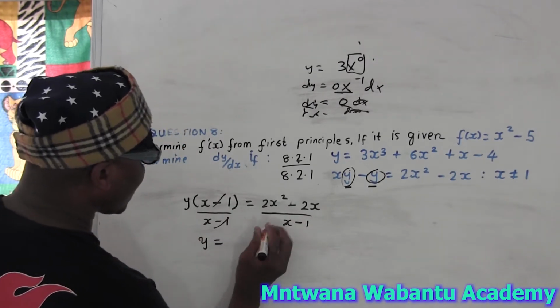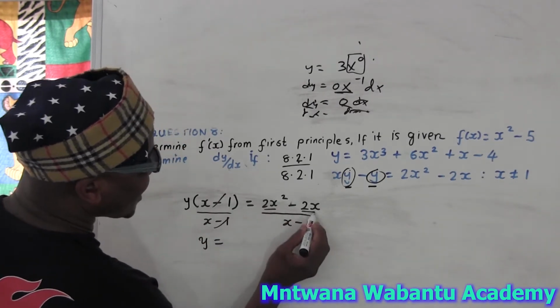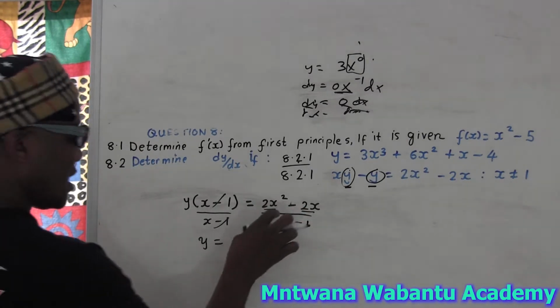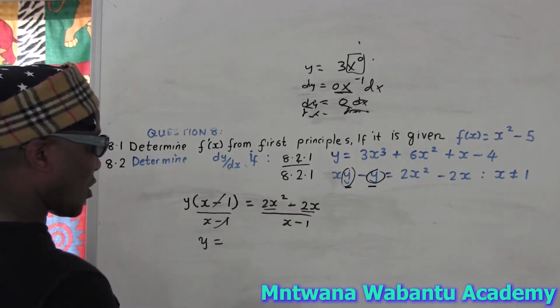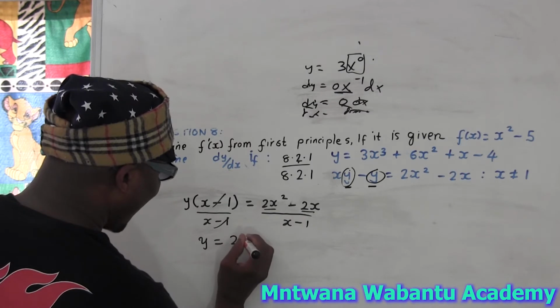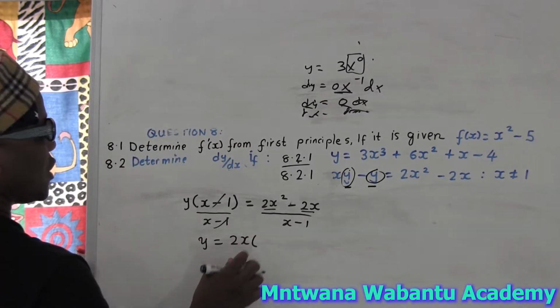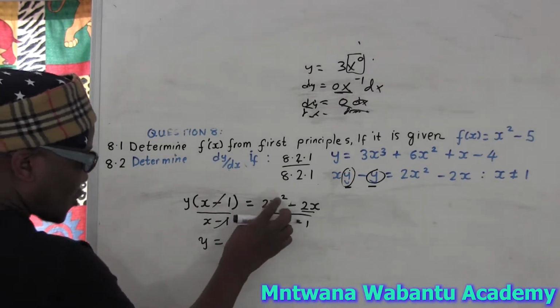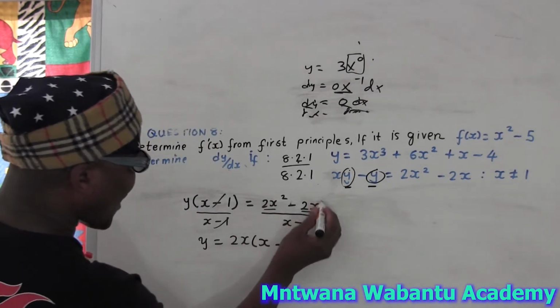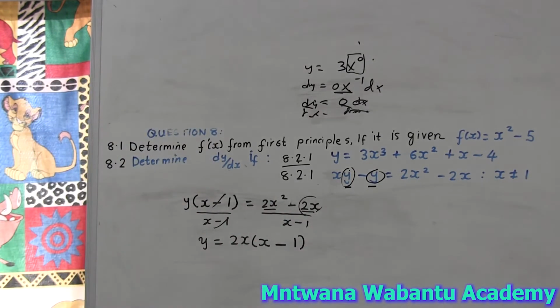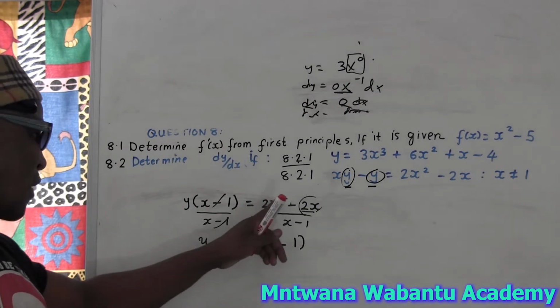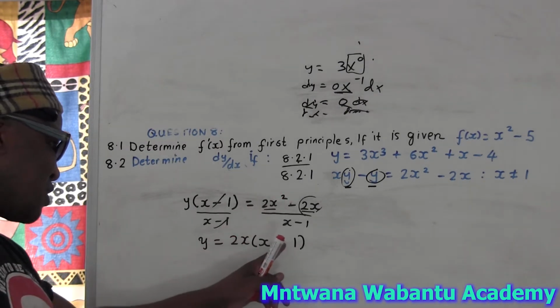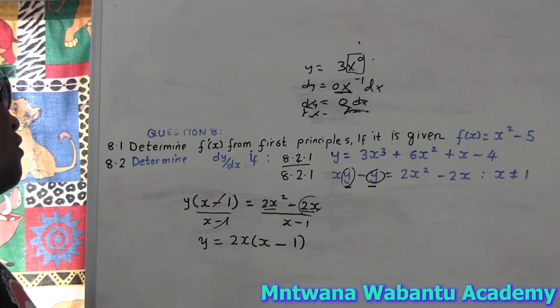So y equal to, okay, I can take 2x because 2x is common here. This group and group, 2x is common. If I take 2x out, I'm going to be left with only x. Because 2x times x is 2x squared. Minus, if I take 2x here, I'm going to be left with 1. 2x times 1 is 2x.